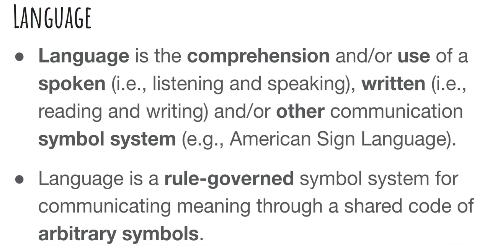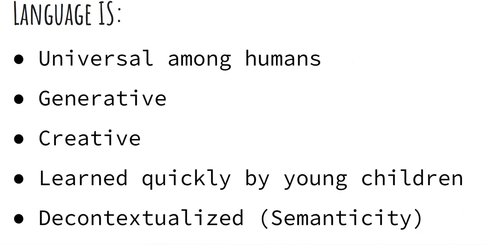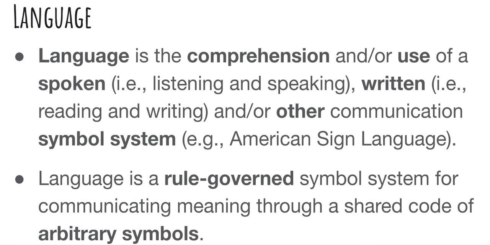Language is the comprehension and or use of a spoken, listening and speaking, written, reading and writing, and or other communication symbol systems, such as American Sign Language. All right. Language is a rule-governed symbol system for communicating meaning through a shared code of arbitrary symbols. All right, and let's kind of talk about these.